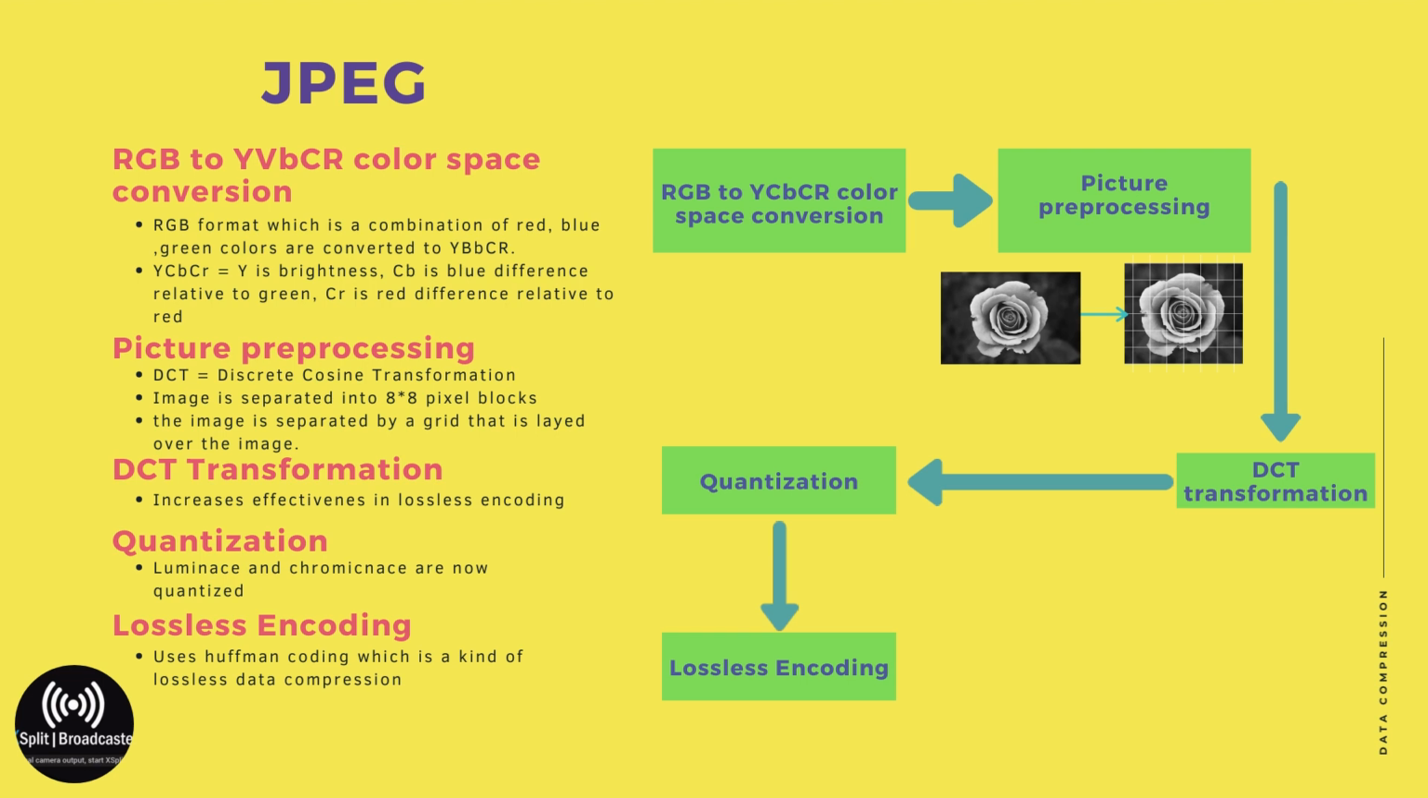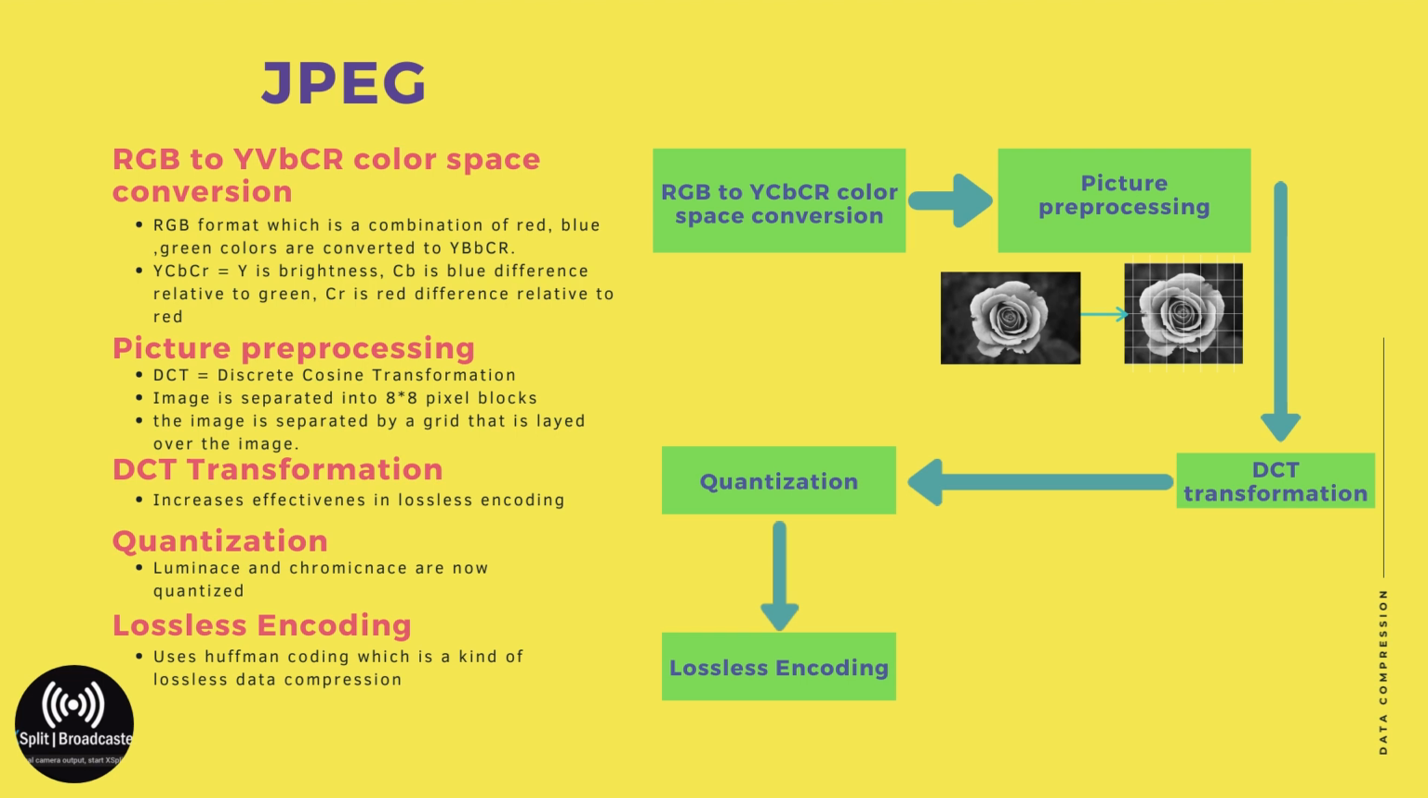JPEG compression is comprised of 5 main basic steps that make raw photos into JPEG images. First is RGB to YCbCr color space conversion. This converts the photo, which is in RGB format, into YCbCr color channels. Y is for the brightness, Cb is the blue difference relative to the color green, and Cr is the red difference relative to the color red.